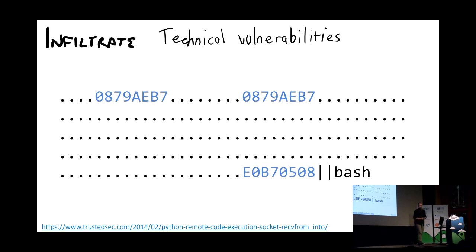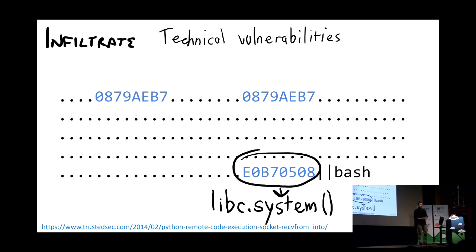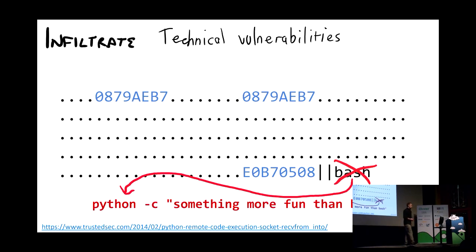If I take out the padding that was just there to space things out, what we have is a couple of hexadecimal values that are going to be written into the stack and overwrite some values. The first two are just to keep things working so it doesn't crash. The last one is actually a pointer to the system function in a particular version of libc. And the part just to the right of it is the command that's going to be run, in this case, bash. In reality, probably something more fun than bash.